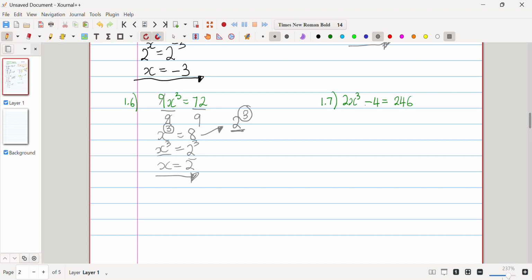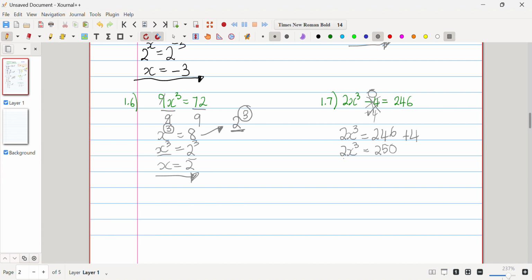Right, lastly, guys, over here, there's two things that we need to do in order to get our x cubed alone. So first we need to plus a 4. So let's do that to get rid of the minus 4. So it's going to be 2x cubed is equal to 246. And because I plus 4 on this side, minus 4 plus 4 gives me 0. So that cancels out. And I need to still plus 4 on the other side, because what you do on the one side of the equal sign is done to the other. So it will be 2x cubed is equal to 250.